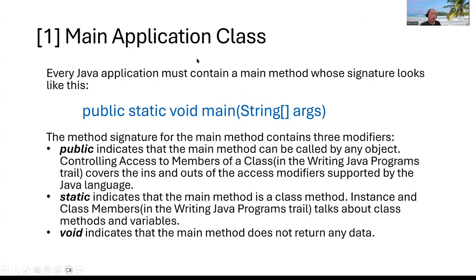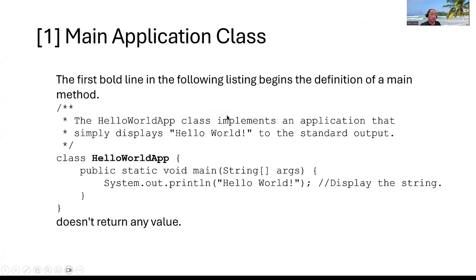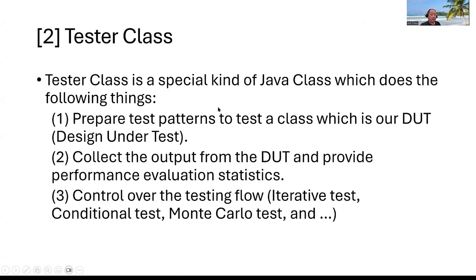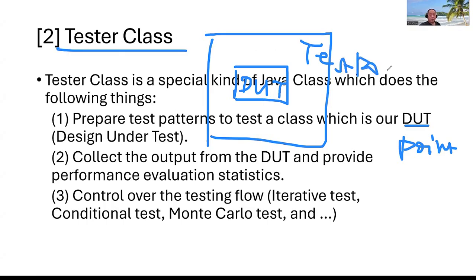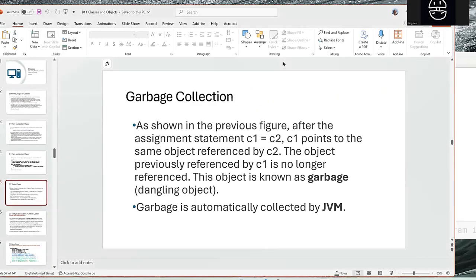The main application class must have public static void main. That is where you start your program. A tester class must have a tester. Usually we draw a diagram like this: there is a DUT, design under test. For example, the point class is the design under test. So tester point is the tester class, and you use the tester point to test the design under test. Okay, any question? No. Let's try another one.